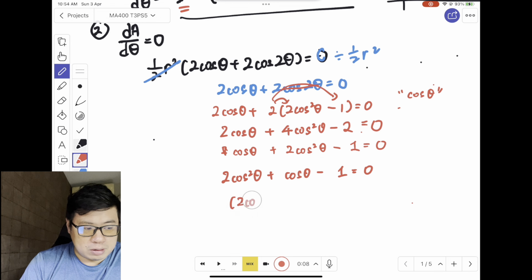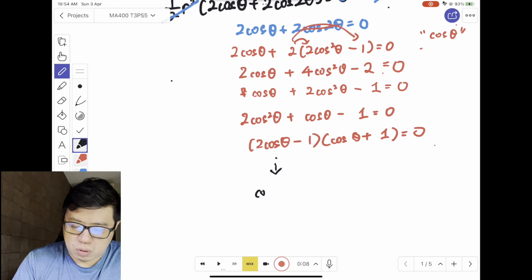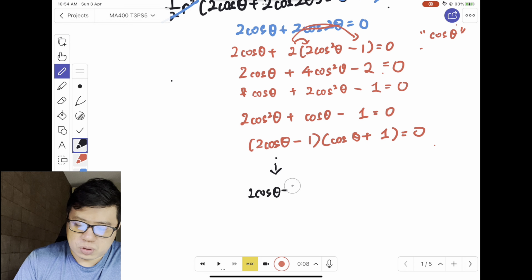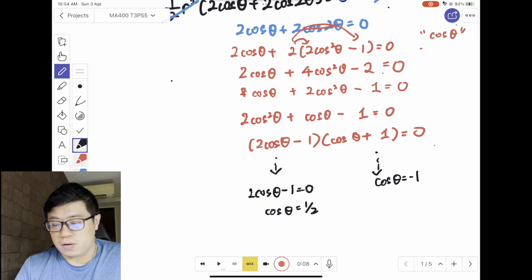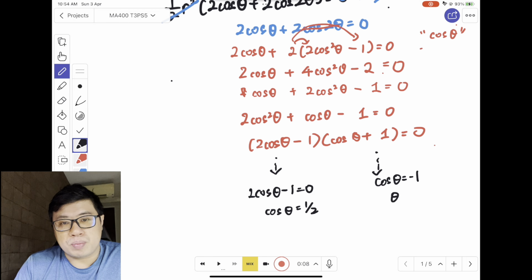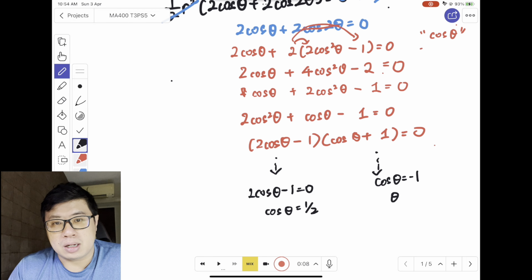2 cos theta minus 1, cos theta plus 1 equals to 0. Okay, this is just like solving 2x squared plus x minus 1. Now from here, if you're equating to 0, I think whatever follows should be much more digestible. So this is 2 cosine theta minus 1 equals to 0, which means cosine theta equals to half. Or over here, cosine theta equals to negative 1, which unfortunately you will not have a solution because theta has to be less than pi.